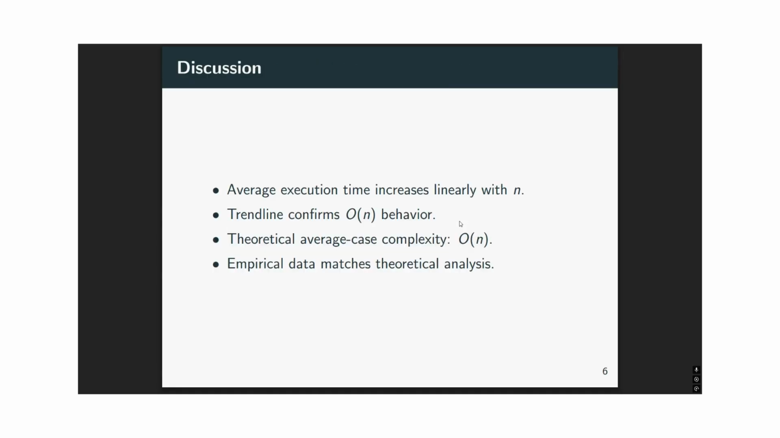So, discussion. Our discussion is simple. The data speaks for itself. The average execution time increases linearly with n. The trend line we calculated strongly confirms Big O of n behavior. This empirical result is a perfect match for the theoretical average case time complexity of linear search, which is Big O of n.